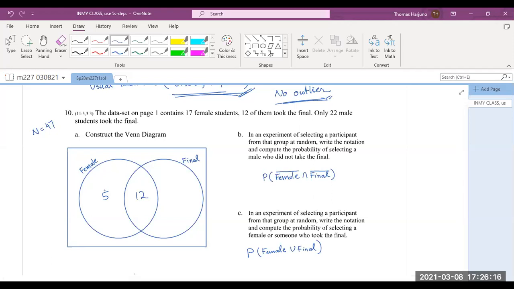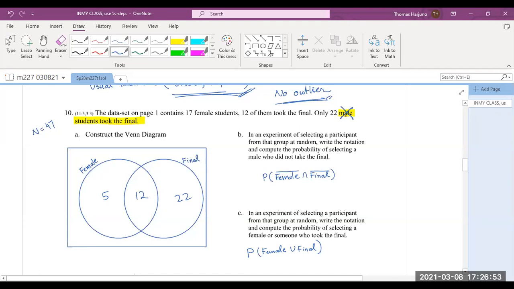Okay, now only 22 male students took the final. So what should I write here? 10? Are you sure it's 10? No. It's actually 22. Yeah, it's 22 because notice that it says only 22 male students took the final. Now it would be 10 if I didn't use the word male here.